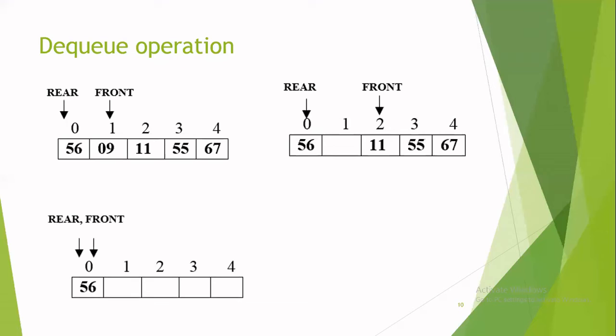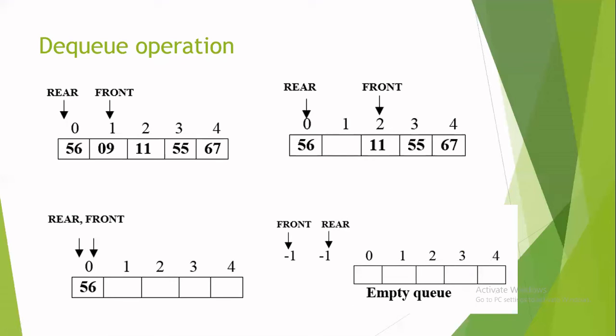Now, the front pointer is pointing to index location 0, that is the last element in the circular queue. After deleting the last element from the circular queue, you have to set both front and rear pointers to -1, which indicates that the queue is empty. This condition you have to remember when you are deleting the last item from the circular queue. You have to set the front pointer and rear pointer to -1.